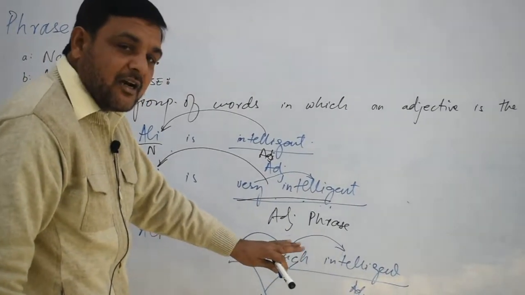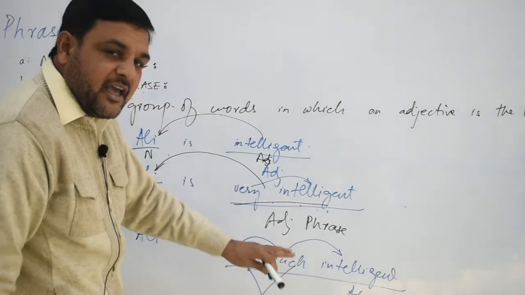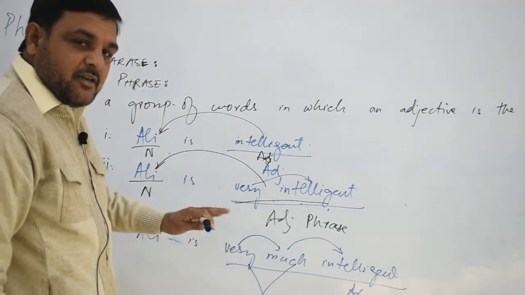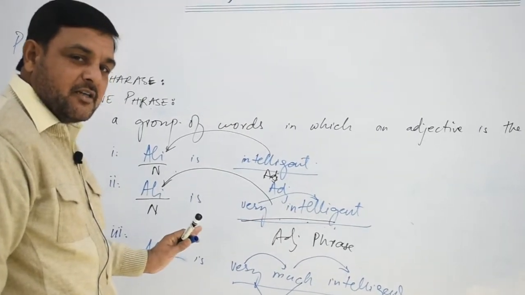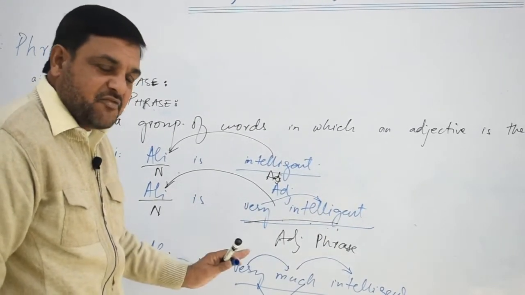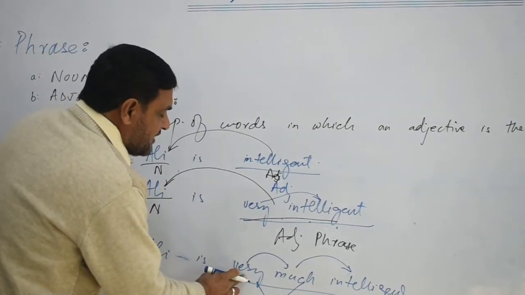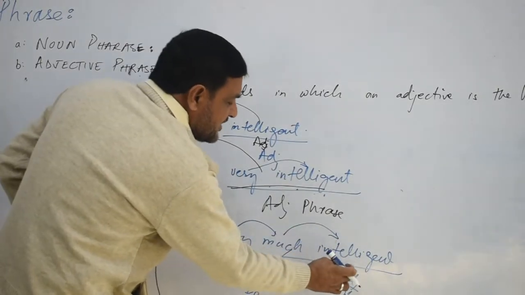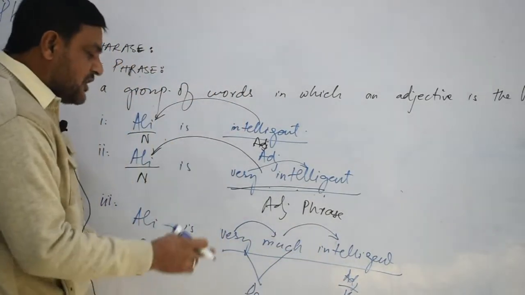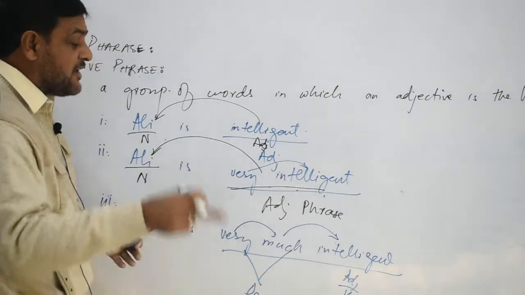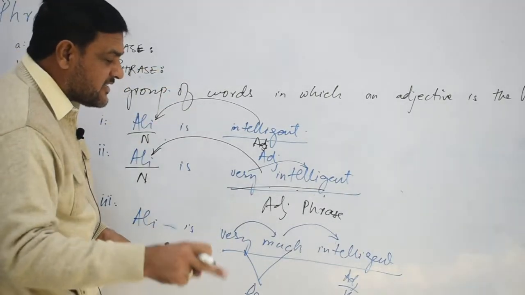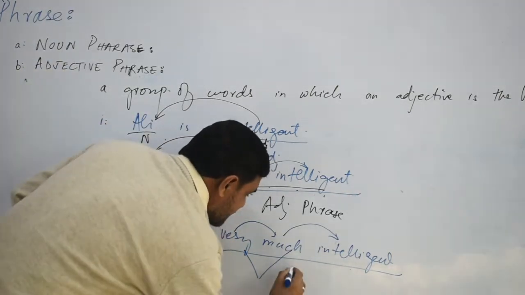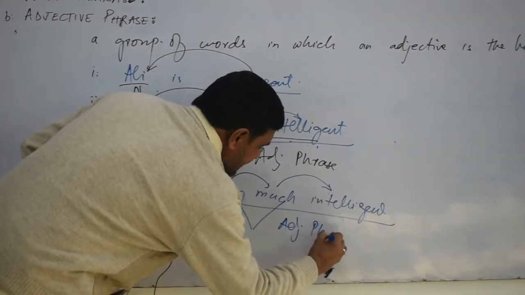When there are 2 or more than 2 words in which the head is an adjective, such a group of words will be called an adjective phrase. So in this case, this is a dependent, this one is a dependent of intelligent, and intelligent is an adjective. So this group of words, very much intelligent, in which the head is an adjective, intelligent, will be called an adjective phrase. So basically this is an adjective phrase.